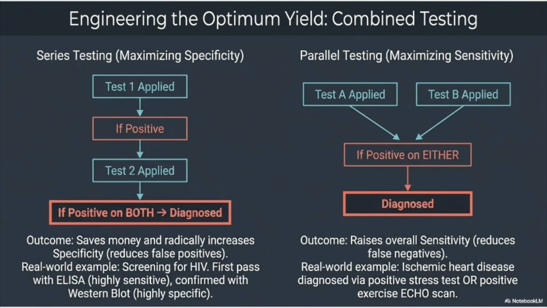A simple way to remember this is: parallel testing improves sensitivity, serial testing improves specificity. This single line can help you answer several multiple choice questions correctly.